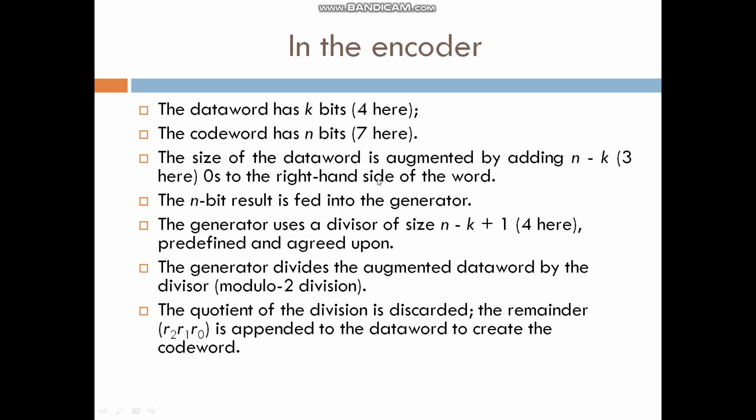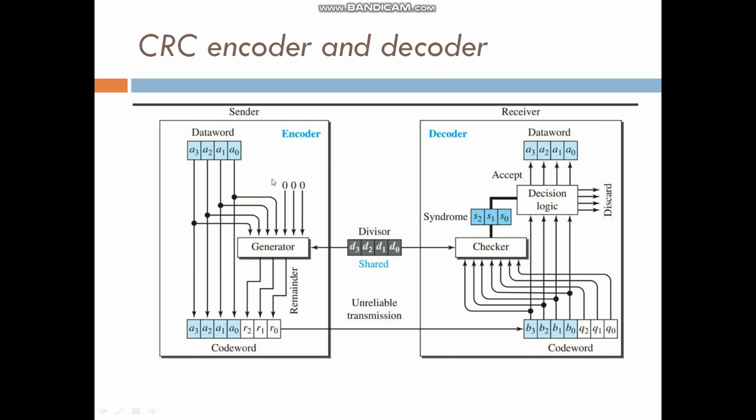The size of the data word is augmented by adding n minus k, that is 3, zeros to the right side of the word, that is these zeros. Here n is 7 and k is 4, so 3 zeros. These 3 zeros are appended by the generator and then the division technique is applied on the generated data word plus encoder bits.